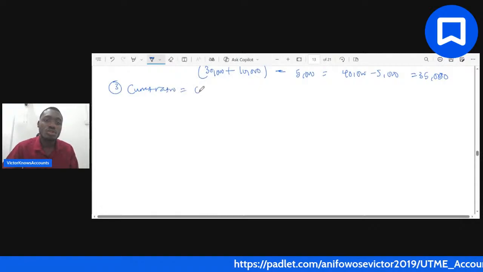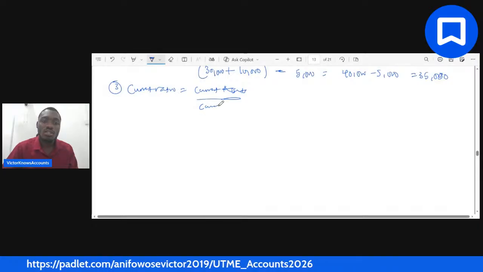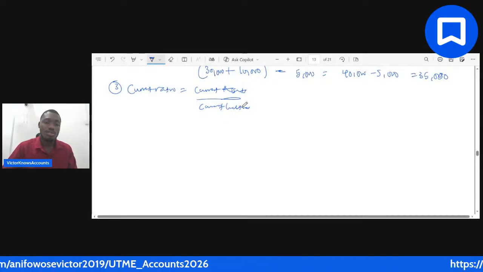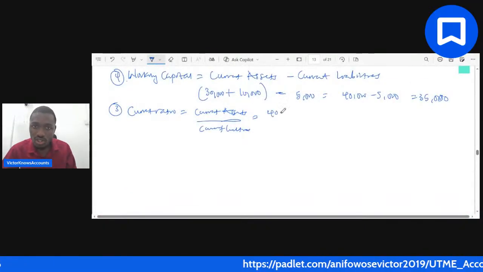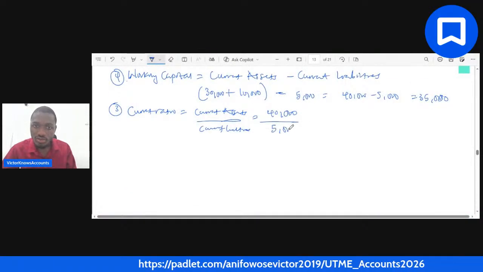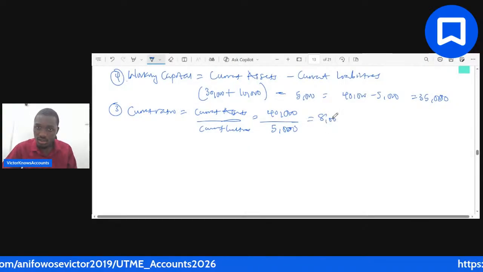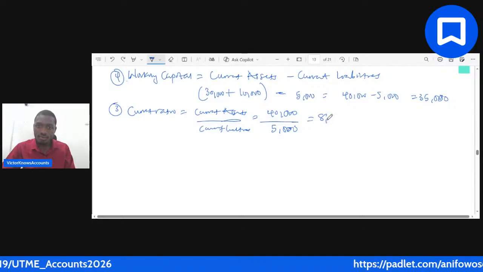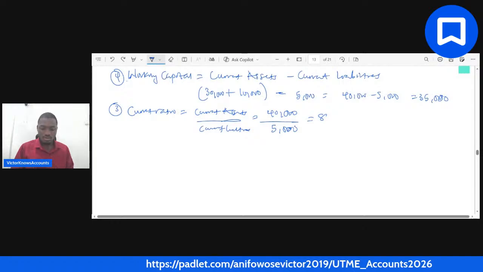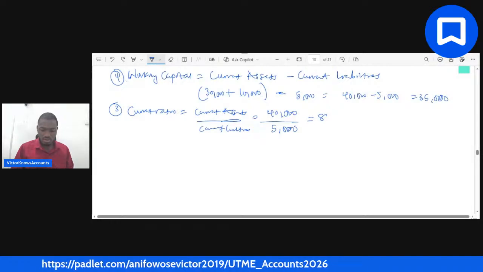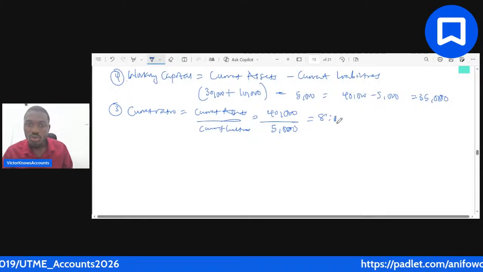In the same way, we can calculate current ratio, because current ratio equals current assets over current liabilities. As you can see here, that will be equal to 40,000 over 5,000. 40 divided by 5 gives us 8. So our current ratio is 8. You can put it 8:1.